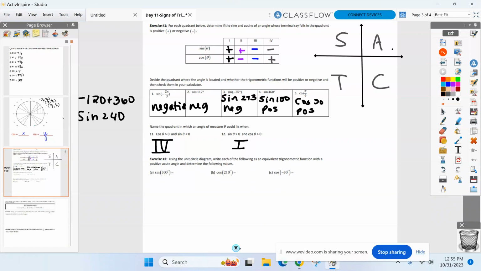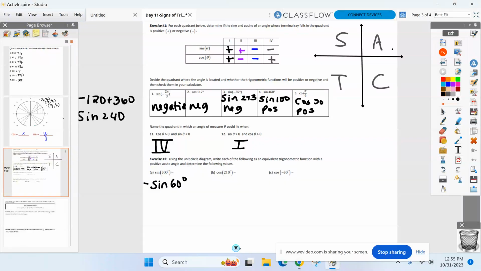All right. Sine of 300. Where am I? 300, quadrant 4. Tell me right away, is my final answer going to be positive or negative? Negative, because only cosine is positive, right? So negative sine 300. Get it smaller for me. What's the reference angle for 300? 60, right? 60.